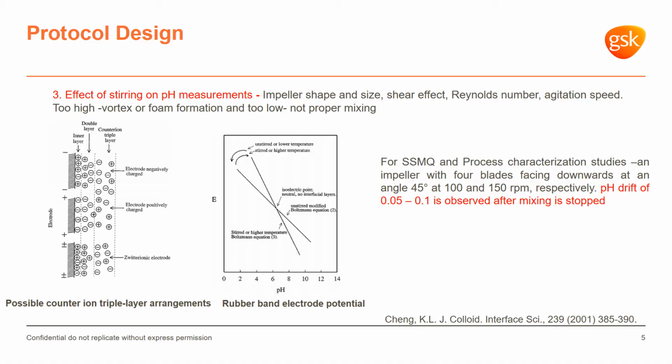Next, we looked at the impact of stirring on the pH measurement. Impeller size, shape, agitation, and vortex formation have significant impact on the pH measurement. Usually when you are measuring pH under stirring condition, the pH will keep drifting once the stirring has stopped. For small-scale model qualification and process characterization in this study, we used a 4-blade downward-facing impeller, and we were able to control the pH drift within 0.05 to 0.1 unit of the target pH. In this study, the low pH set point is the pH measured after the stirring has stopped.